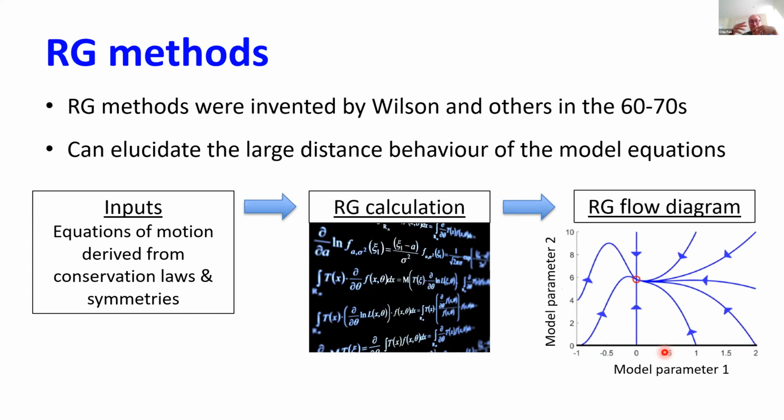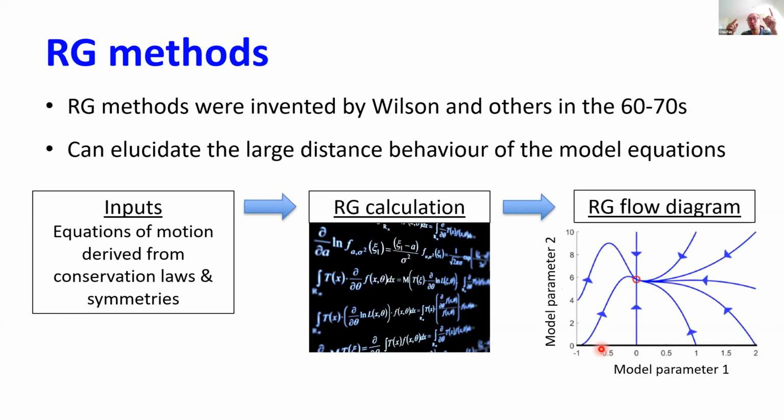So the flow diagram is a cartoon with two axes: model parameter 1 and model parameter 2. These model parameters are parameters in your model equations. Typically you would have many, in fact, could be infinitely many model parameters. So here it is a sort of collapsed view of the flow.